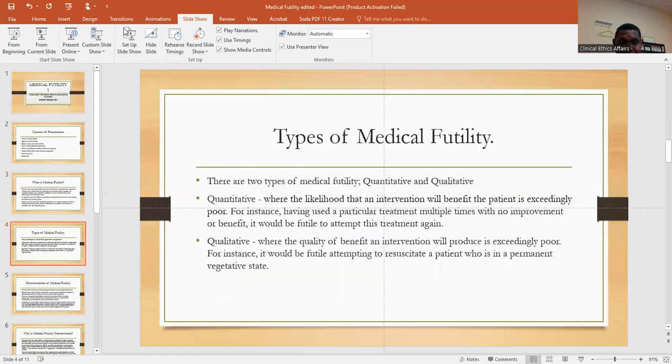Types of medical futility. There are two major types of medical futility: the quantitative and the qualitative. The quantitative is where the likelihood that an intervention will benefit the patient is exceedingly poor. For instance, having used a particular treatment multiple times with no improvement or benefit, it would be futile to attempt this treatment again. Whereas in the case of qualitative futility, we are talking about where the quality of benefit an intervention will produce is exceedingly poor. For instance, it would be futile attempting to resuscitate a patient that is in a permanent vegetative state.